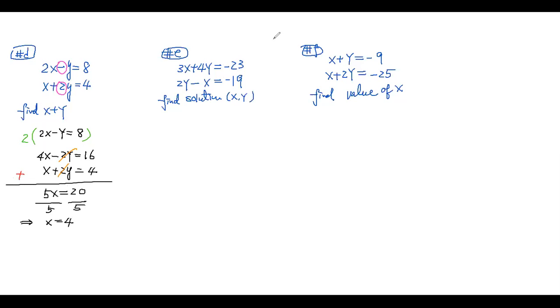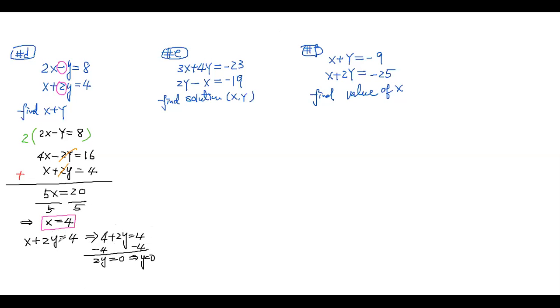So after you get x equal to 4, then you substitute back into any equation. So I substitute back into the second one, x plus 2y equal to 4. Then I will have 4 plus 2y equal to 4. So you minus 4, minus 4, you will get 2y equal to 0. So y equal to 0.